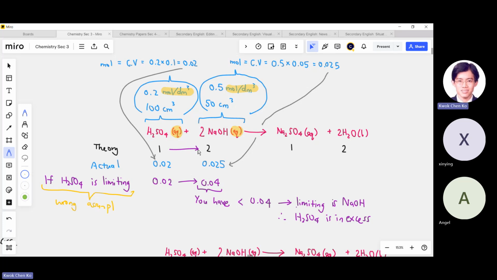Anyone has questions about this? Did everybody manage to find out limiting is NaOH? Okay, so lastly, I want you to fill in the numbers for the products. Use the actual amount, of course, actual amount of NaOH. So NaOH is limiting. Use that number and find out how much sodium sulfate you have, how much water you have. Water, I'm not so concerned because water is everywhere in the system.